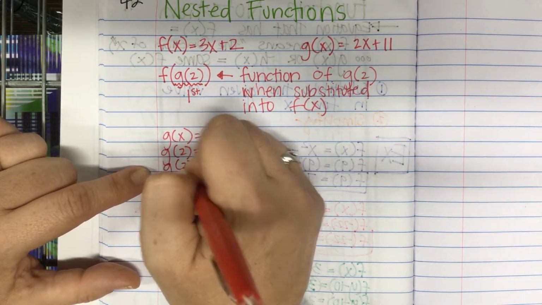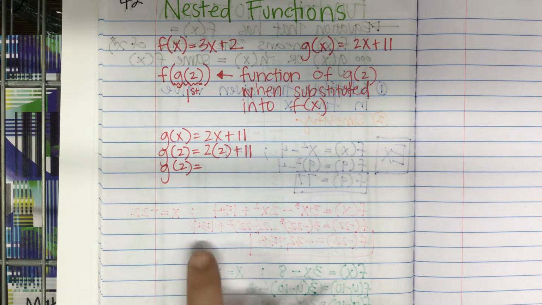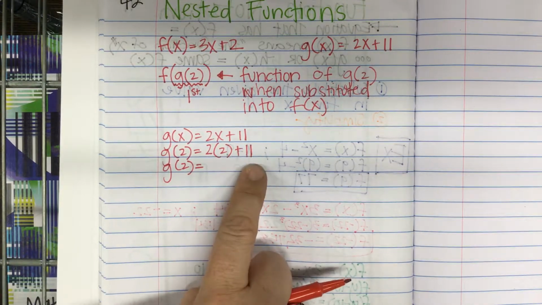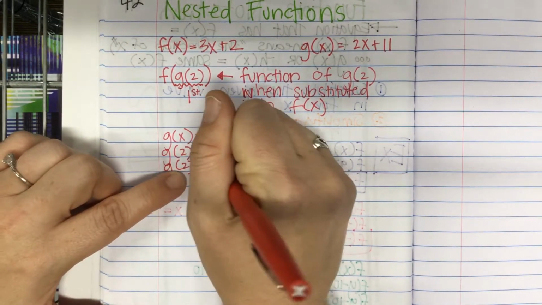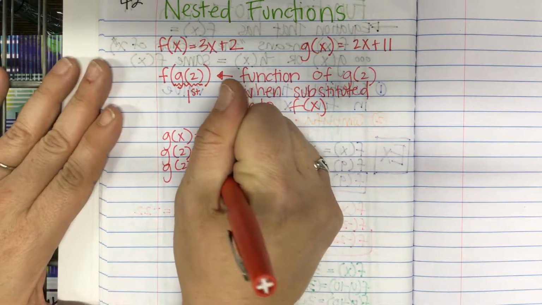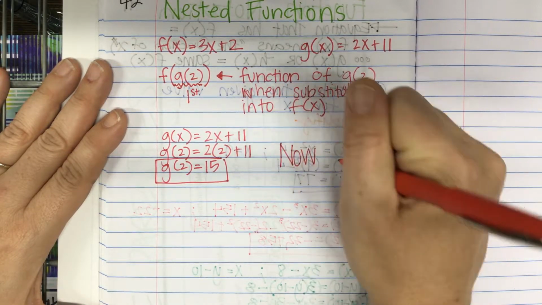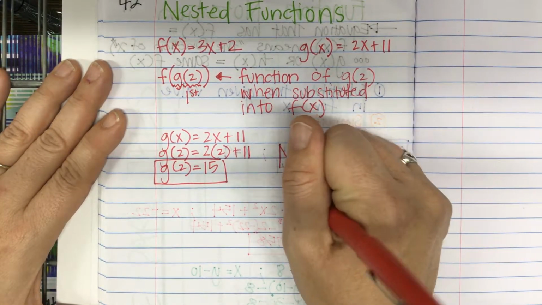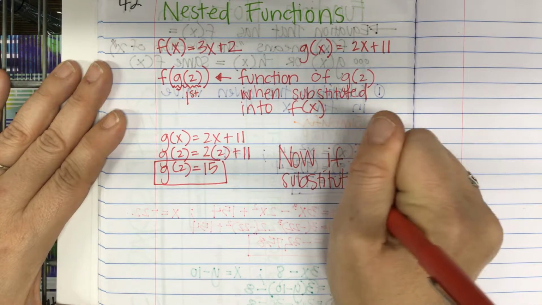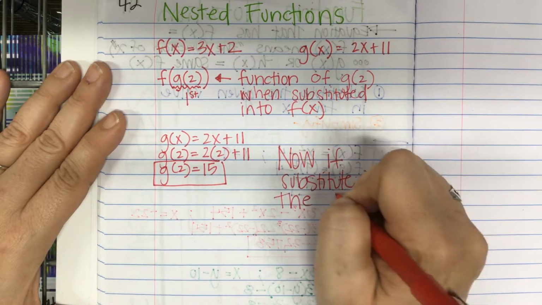What is the function of 2 in this problem? What's 2 times 2? 4. Plus 11. 15. So the function of 2 is 15. Do you agree? Now I substitute into the f of x.